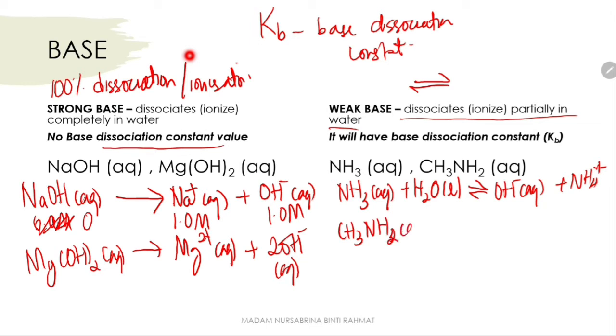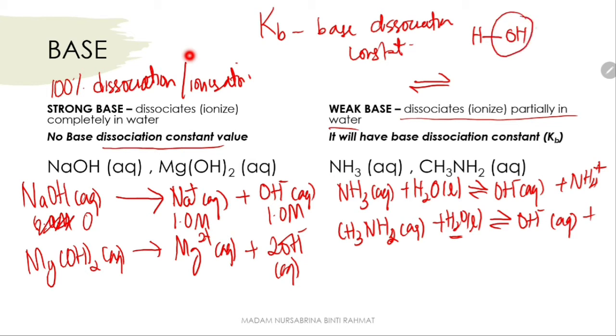Okay, so CH3NH2 plus water, liquid. It will release OH- plus, okay, so this H2O is made up of H and OH. So this one breaks down as OH-. So this H will go to the weak base. Okay, so that's why you have CH3NH3+. Alright, okay, move on.